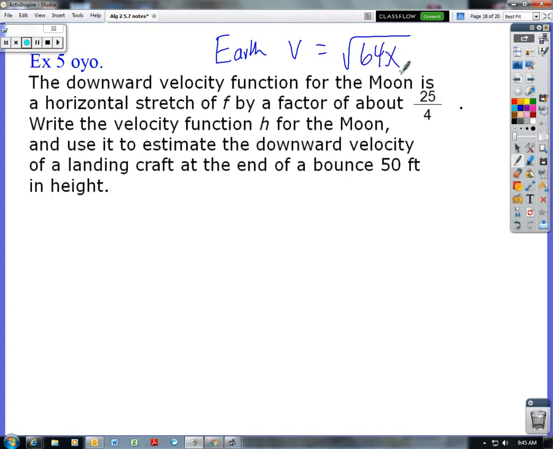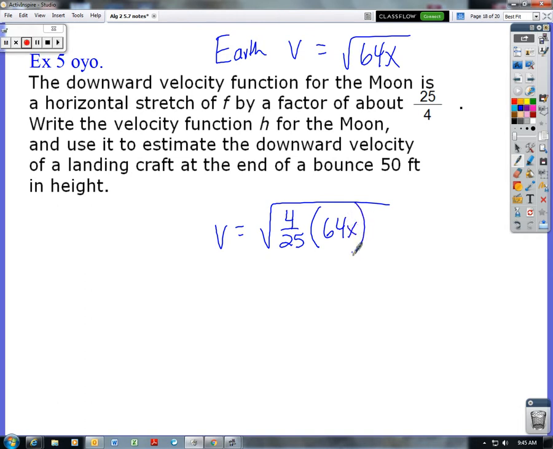So this time, do this on your own, and I'm going to be telling you the answer. It's a horizontal stretch by a factor of 25/4. So the horizontal is inside. V is for velocity. And that means I need to multiply by the reciprocal of 25/4. Since it's a horizontal one, it's backwards from what we would expect.